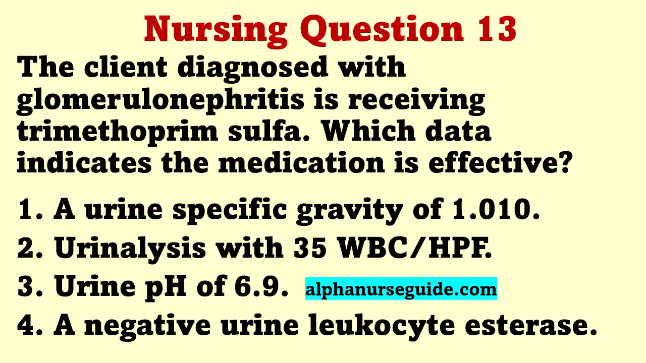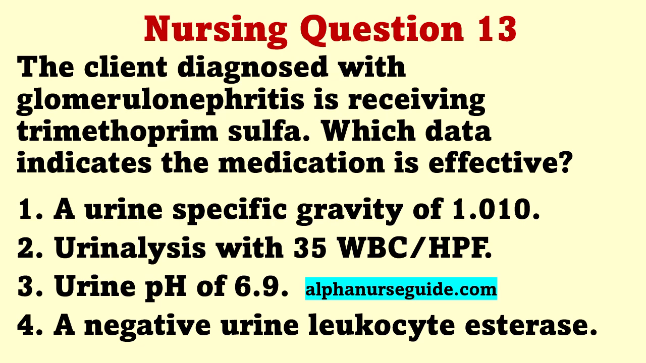The client diagnosed with glomerulonephritis is receiving trimethoprim sulfa. Which data indicates the medication is effective? 1. A urine-specific gravity of 1.010. 2. Urinalysis with 35 white blood count high power field. 3. Urine pH of 6.9. 4. A negative urine leukocyte esterase.